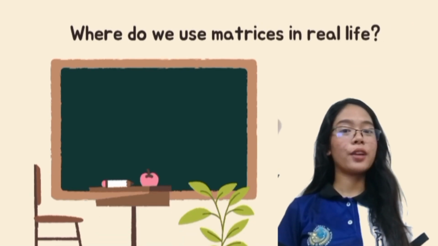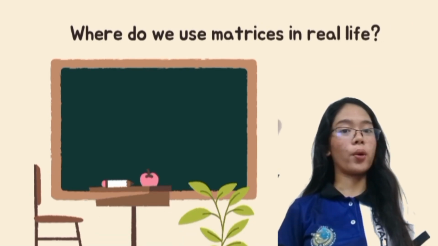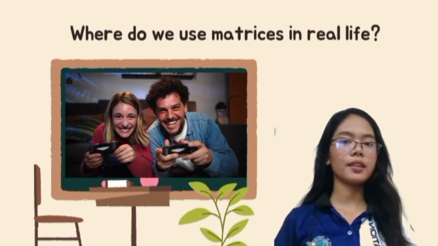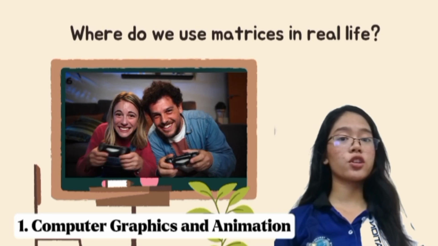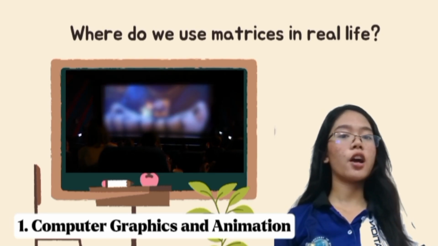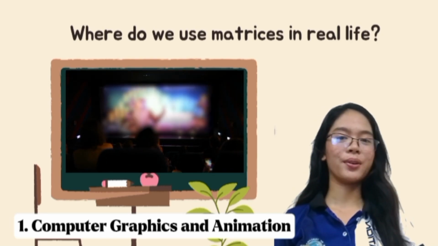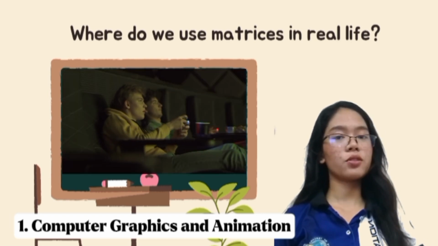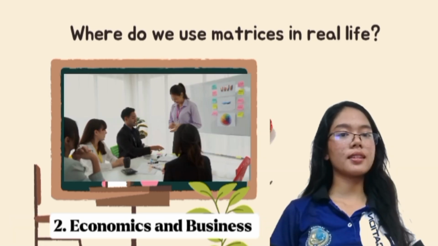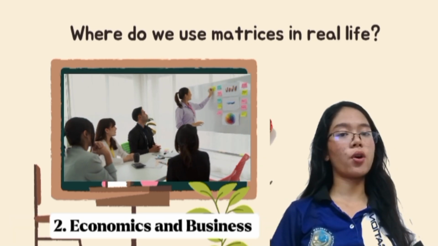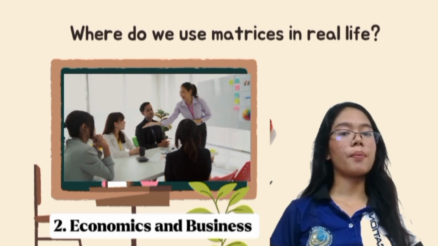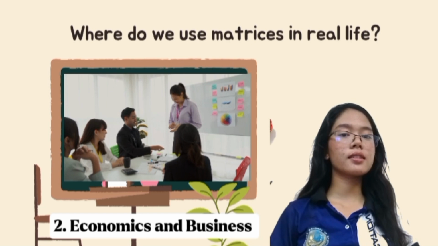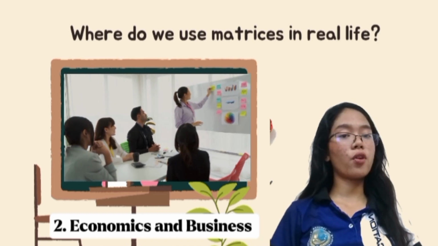Now that we know how matrices work, let's ask this important question. Where do we use matrices in real life? Every time you play a game or watch an animated movie, matrices are working behind the scenes. How? Matrices help in rotating, scaling, and translating images and 3D models. In business and economics, matrices help organize and analyze big amounts of data. Using matrices, we can quickly compute total sales, profits, and compare performance.